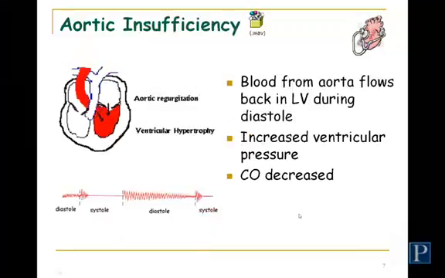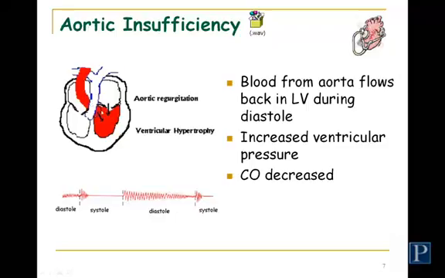Let's look at aortic insufficiency, which also could be aortic regurgitation. I often use aortic regurgitation. With this valvular defect, the aortic semilunar valve doesn't close when it should, and it should be closed during what phase of the cardiac cycle? Well, it should be closed during diastole.